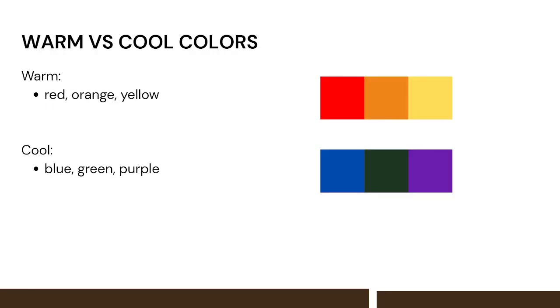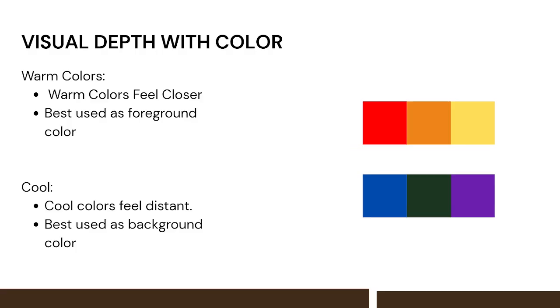And we also have warm versus cool colors. Examples of warm colors are red, orange, and yellow. And for cool colors, we have blue, green, and purple. There's also visual depth that comes with color. Warm colors feel closer, and they are best used as foreground colors. Cool colors sometimes feel distant, and they are best used as background colors.